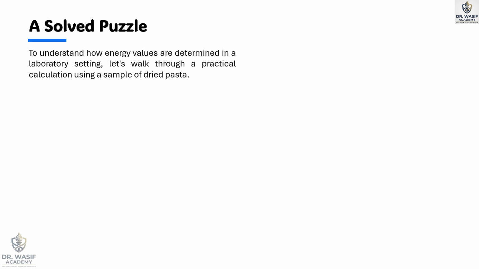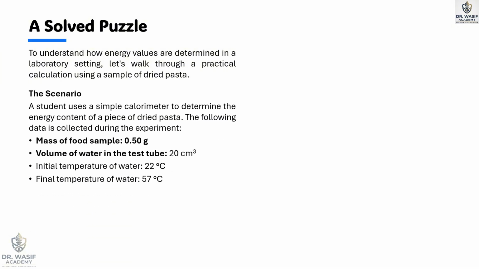Let's take all of the theory we have just discussed and put it into practice with a real laboratory calculation. Imagine you are in the lab and you are testing a piece of dried pasta using a simple calorimeter. Here is the raw data that you collected during your experiment. The mass of your pasta sample is exactly 0.5 gram. The volume of water in your test tube is 20 cubic centimeter or 20 milliliter. That is the same. Okay. Whether the value is given in cubic centimeter or milliliter, that is the same for water.